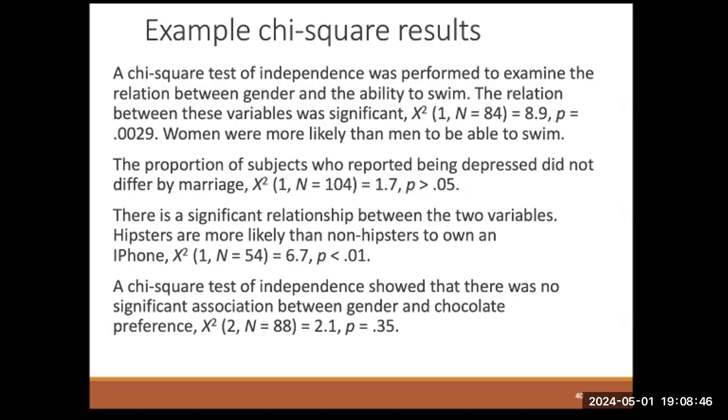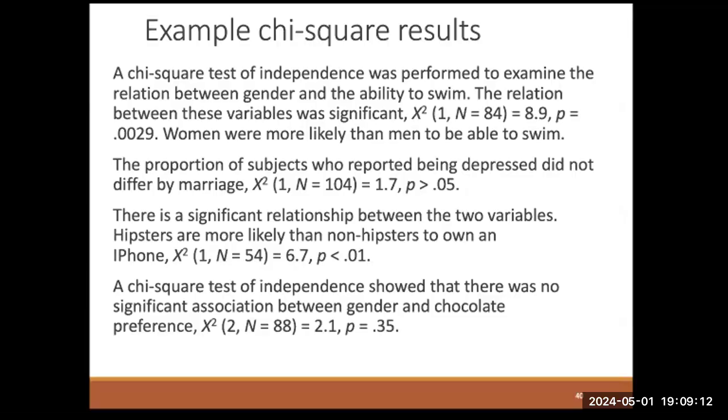In the second example, where they just say p is greater than 0.05, that means that they did not find a difference, they would have to accept, or fail to reject, the null hypothesis, meaning there was no difference in terms of whether people were married or not. Depression was not affected by marital status.